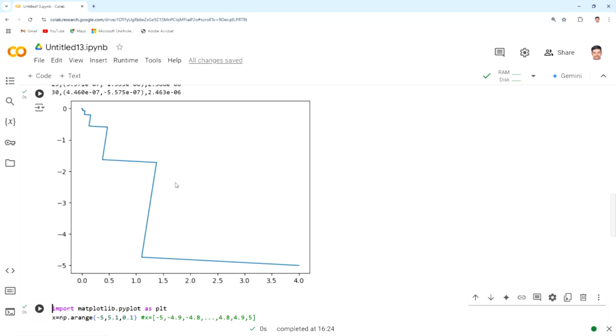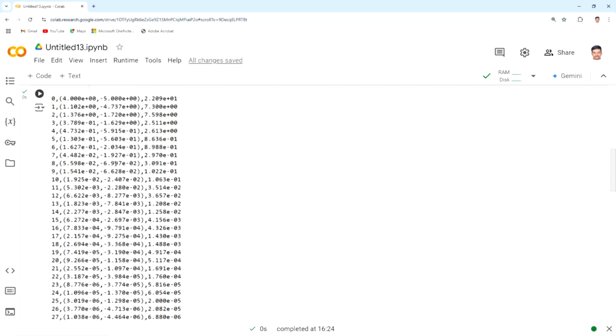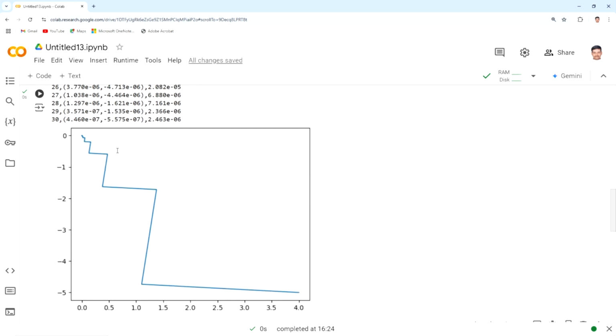Yeah. So, you have these 30 iterations, whatever has happened, you are seeing it here. And what is happening here? It started with minus 4 comma 5, it moved here at this point, then moved here, then here, and you finally reach 0 comma 0, right.